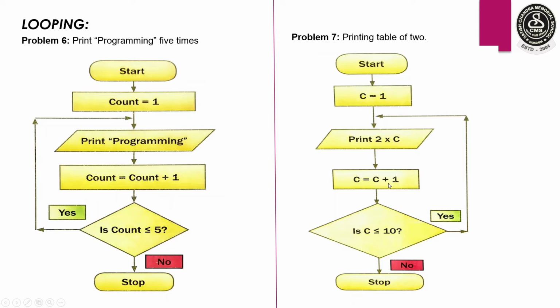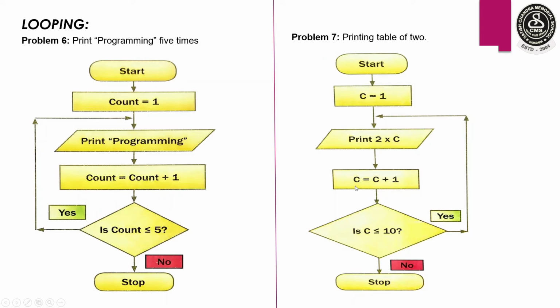c will be 3. Is c less than or equal to 10? Definitely 3 is less than or equal to 10. It will come to this point. So 2 into c. That time c is 3. So 3 into 2, that means 6. It will print 6. So now we can see that it is printing 2, 4, 6. Next time when c will be 4, it will print 8. 4 into 2, 8. So that's how it will repeat the step.